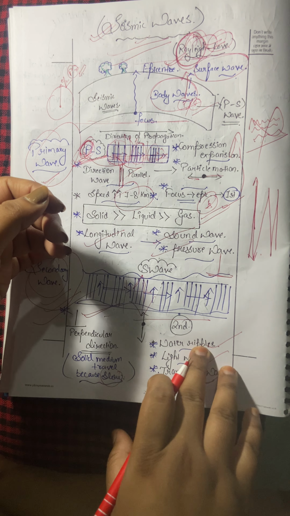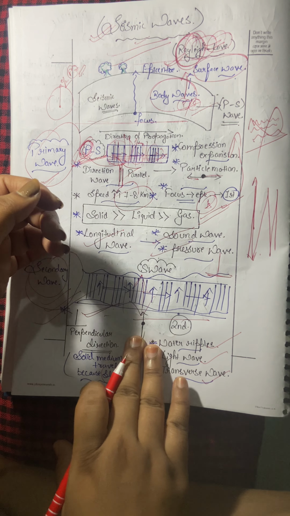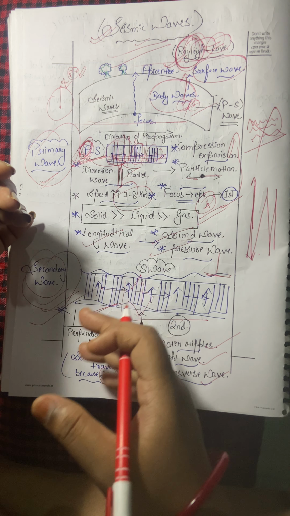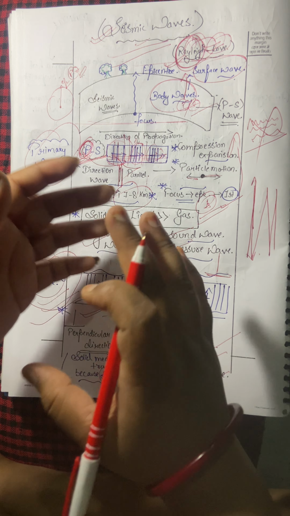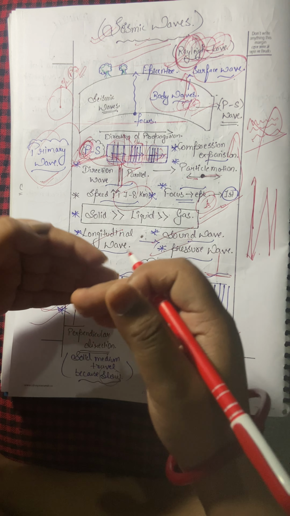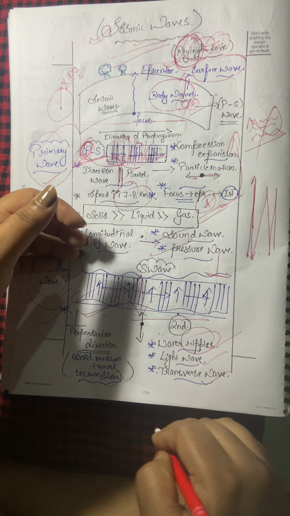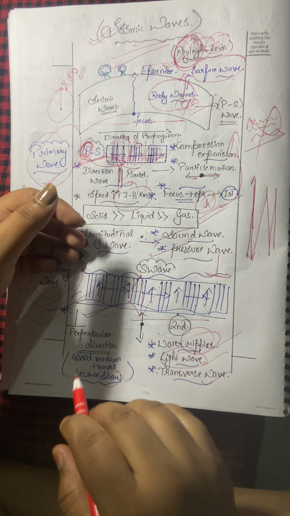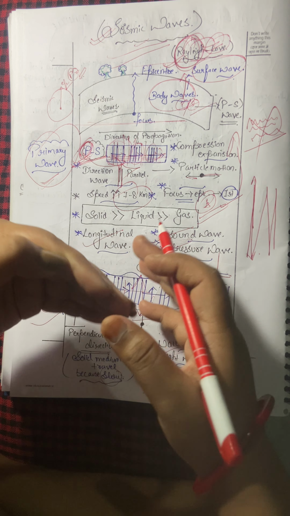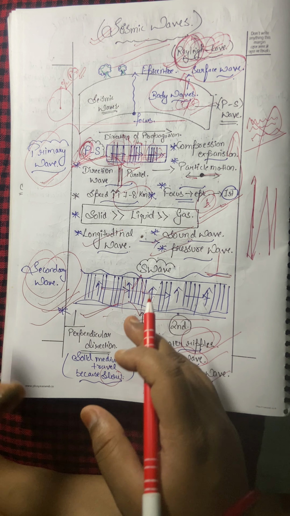Now we see the nature of secondary waves. Because of their up and down crest and trough motion, they behave exactly like water ripples or light waves. Therefore, they are classified as transverse waves.